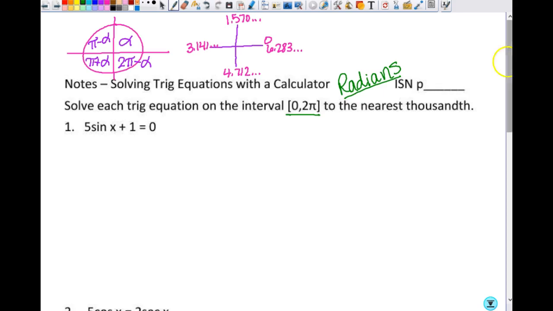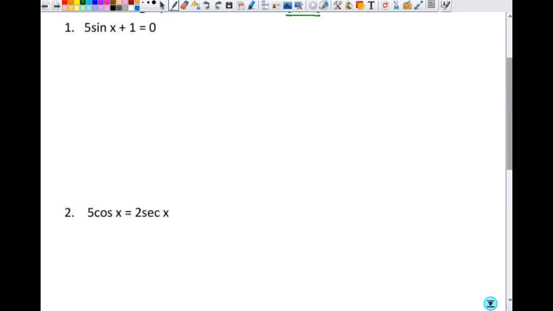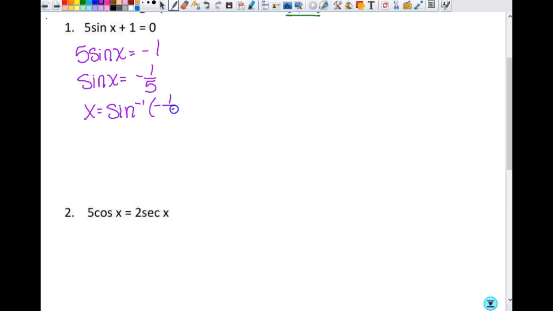All right, so let's look then at what to do. And don't get ahead of me on the calculator because it ain't going to work out exactly like you probably think it is. So we solve this just like we've been solving all of them. We get 5 times the sine of x equals negative 1. And then sine of x equals negative 1/5. So x equals the sine inverse of negative 1/5. Right? Again, don't get ahead of me, because if you're typing that in, you're wasting your time.